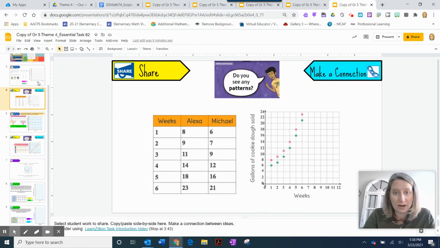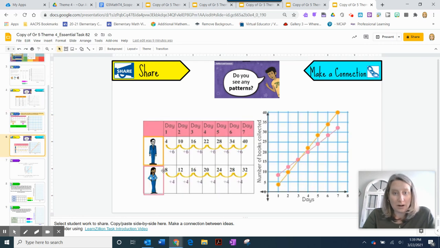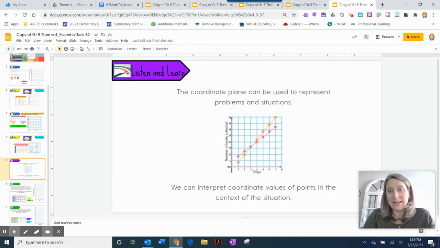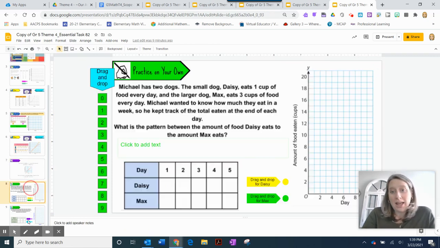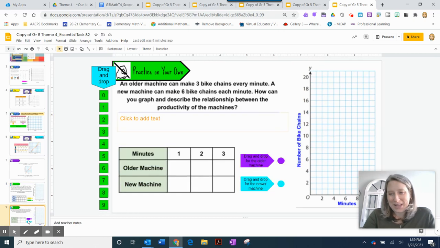There's one here for Alexa and Michael, and then there is one here for these 2 classes. There is a LearnZillion video to support this and to help with that verbiage and those patterns and comparisons, and how we can use that coordinate plane to represent a situation. And then we have some practice down there as well.